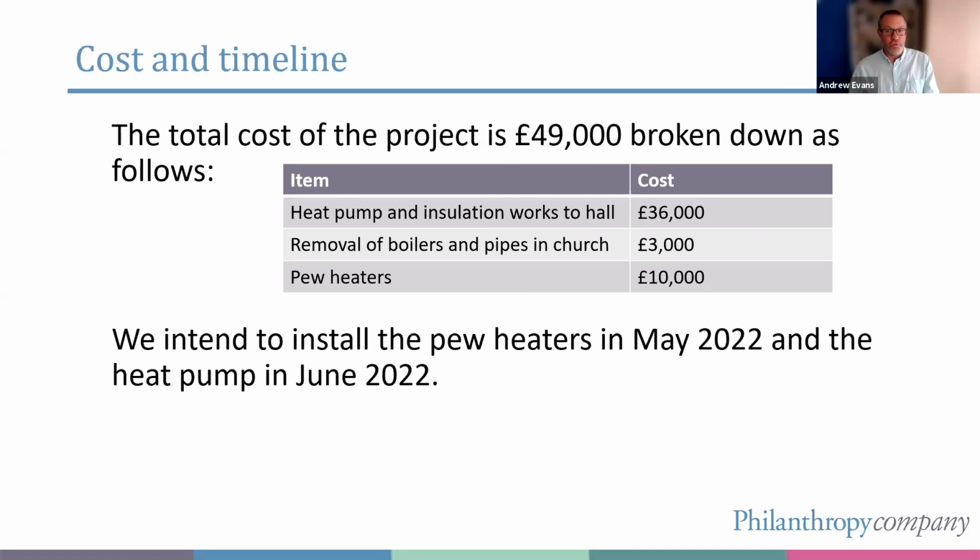So you set out your costs for your case of support, and then your timeline. So we intend to install the pew heaters in May 2022 and the heat pump in June 2022. And I've put those dates in deliberately because if you're starting now, that's probably a realistic timeframe for fundraising for a project like this. And I would definitely suggest that you do not try and change your heating system during the winter, because people will be cold and that would be unpleasant. So that's your next thing that we're going to set out, the cost and the timeline.